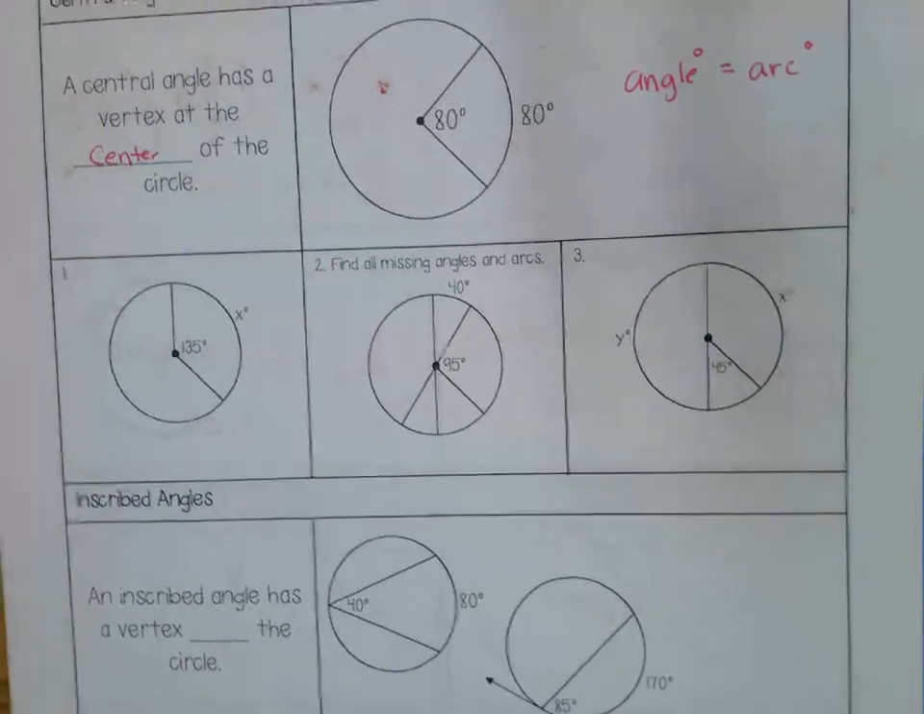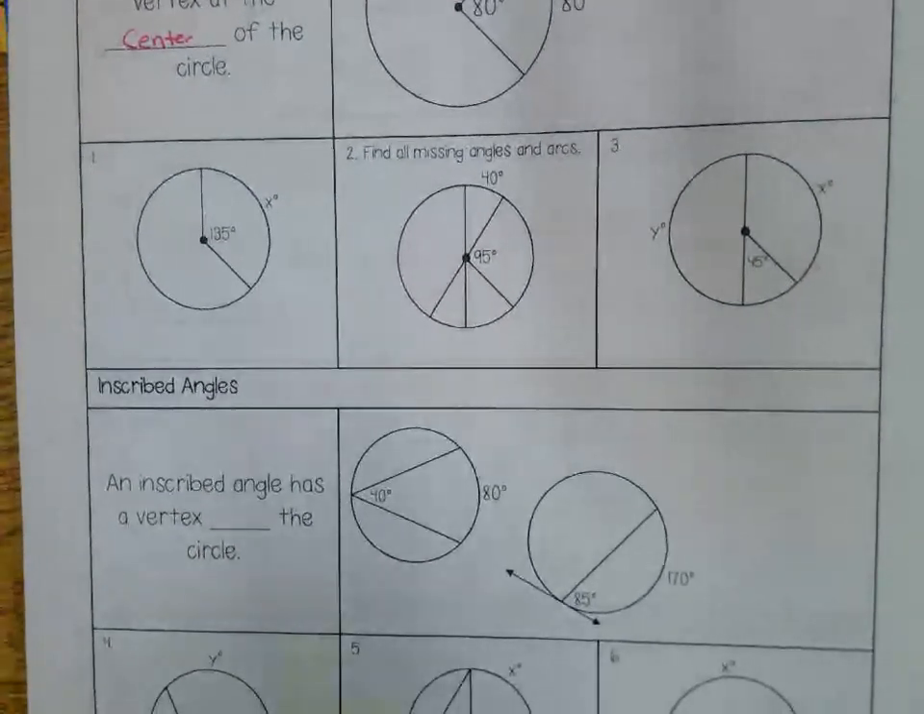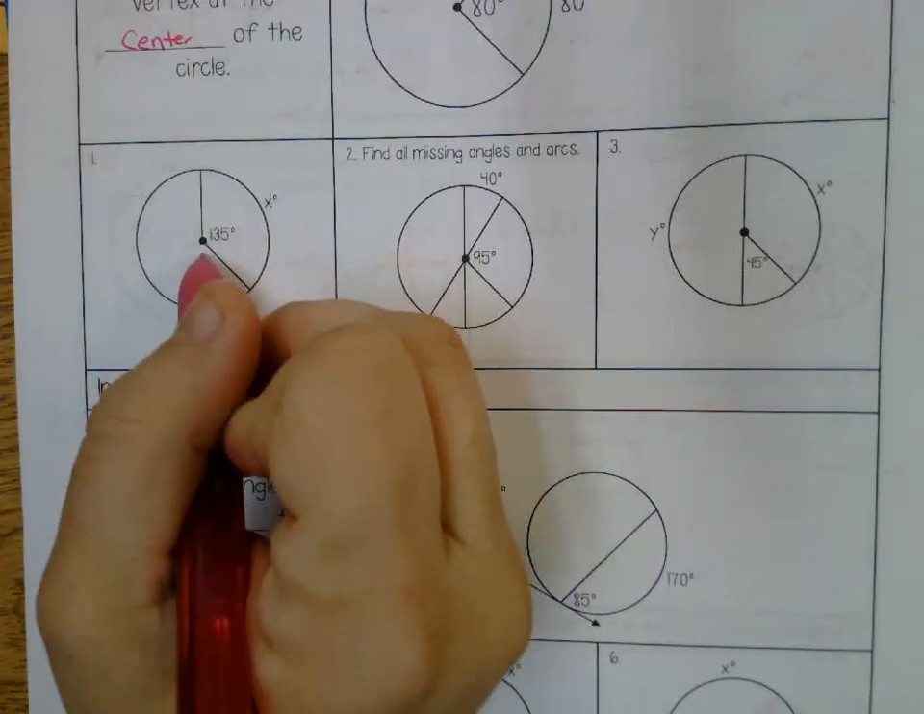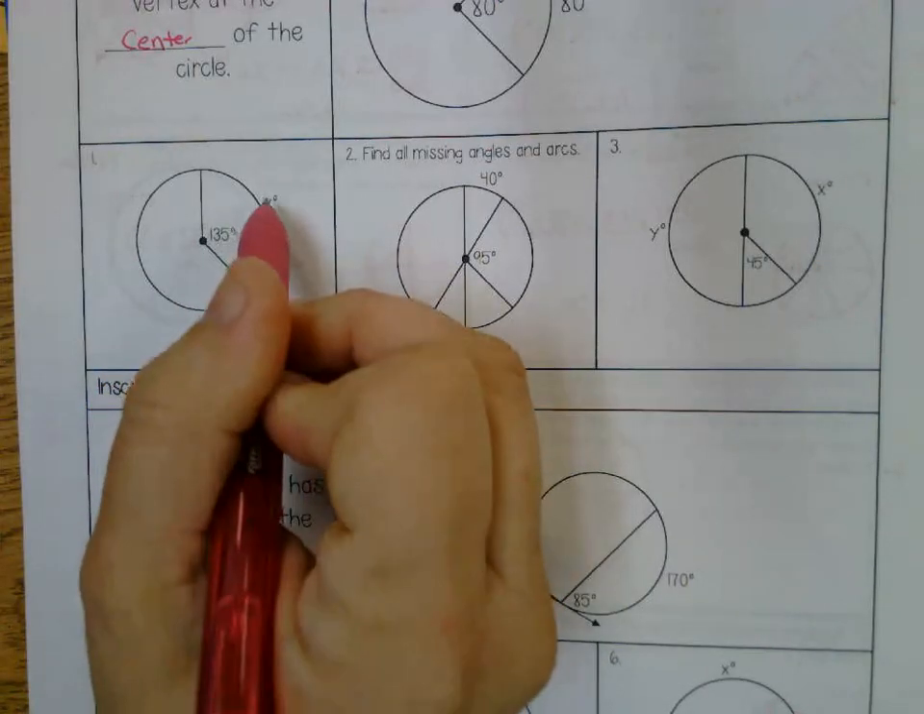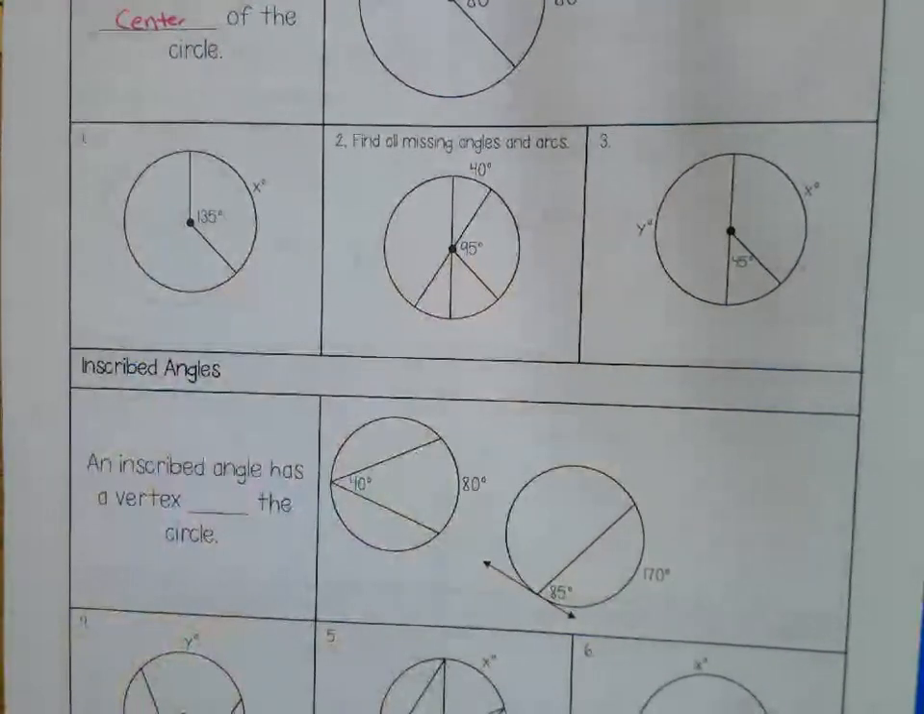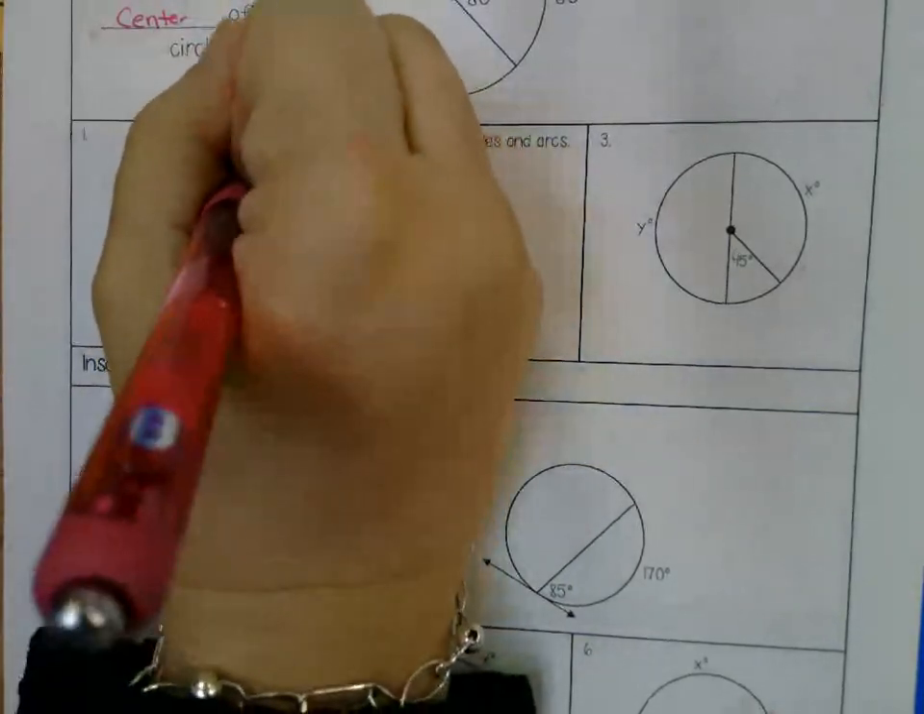Okay, then let's look at the second part right here, or look at these examples they have here. Okay, they tell me that this angle measure is 135. So what would this arc measure be? 135.